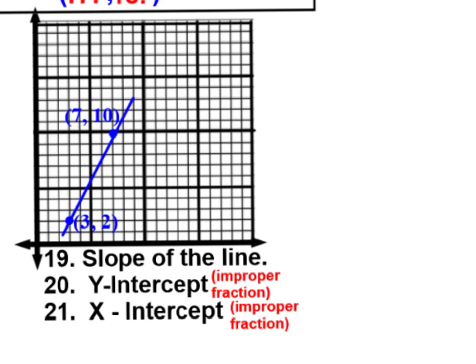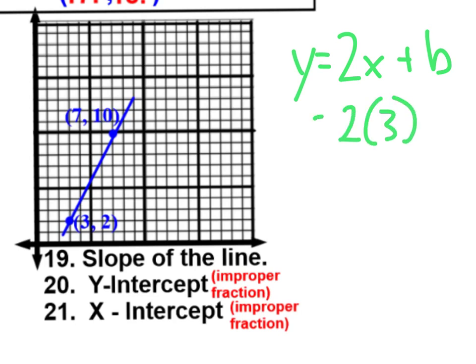Number 20 and 21 are asking about the x and y intercept. This is what I know so far. I know the slope is 2. I don't know the y-intercept, which is that b. But I do know some points on here, so I know the point (3, 2). So I could just put those in. That means when I have an input of 3, I end up with an output of 2.